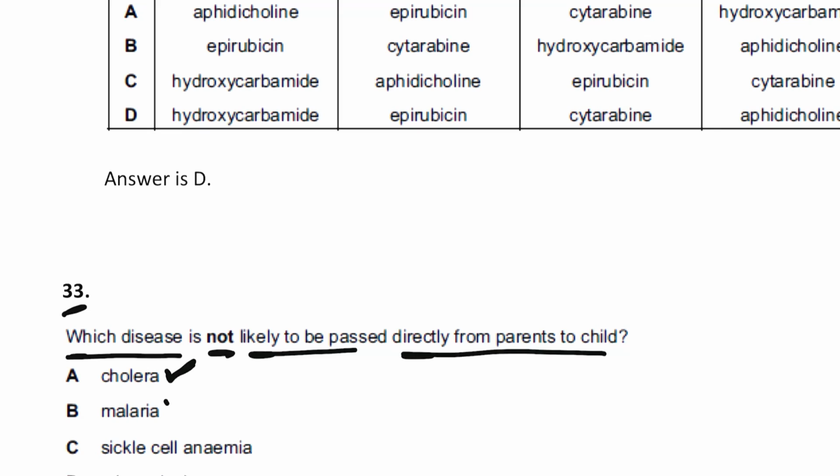If we talk about malaria, so guys, malaria is the disease that cannot be passed directly from parents to child. Malaria can be passed from parents to child but not directly. There should be a female Anopheles mosquito in between, because the female Anopheles mosquito will bite the infected parent and take the plasmodium, and then bite the child to transmit malaria. Parents can pass malaria to the child but not directly. So the answer is malaria.